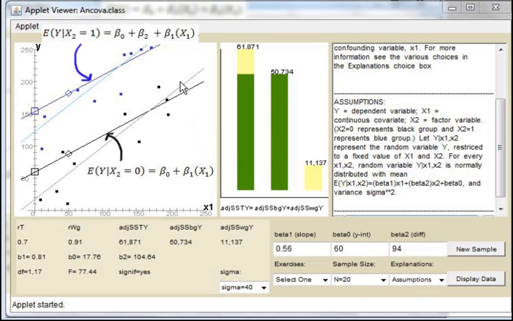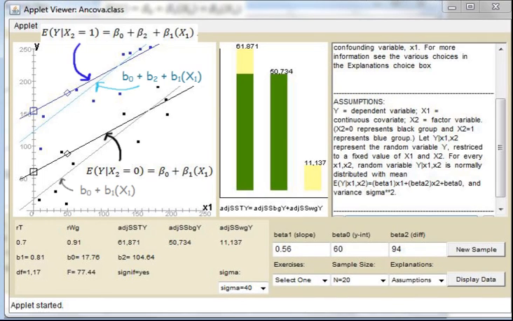But in practice, we only have sample points available to us, so we want to be able to infer from our sample data that either beta 2 is equal to 0 or not. And if we infer that beta 2 is not equal to 0, then we conclude that there is a difference between our two groups, between the black group and the blue group. We also have sample lines. Our gray line is our approximation of the black line based on our sample data points.